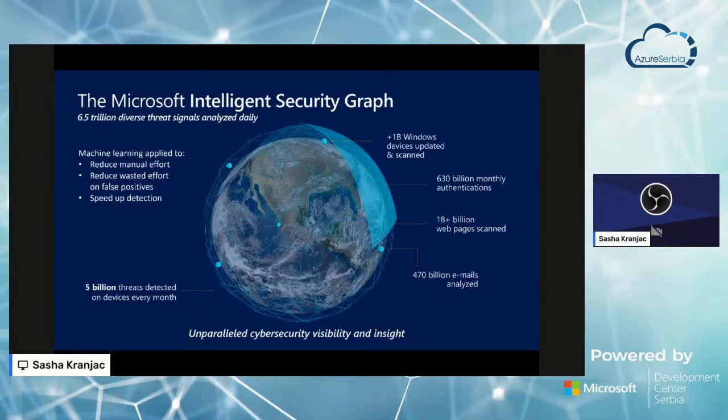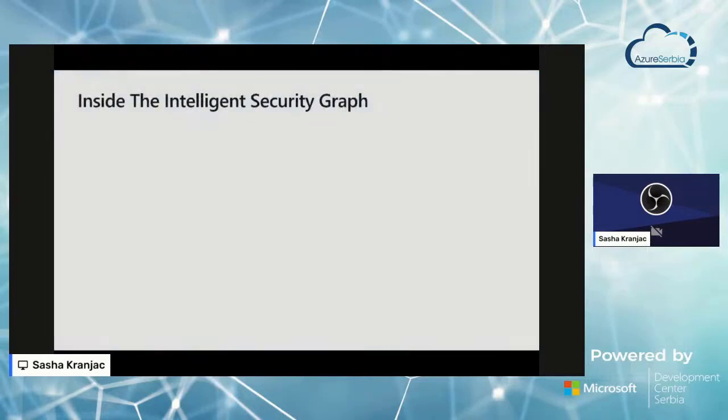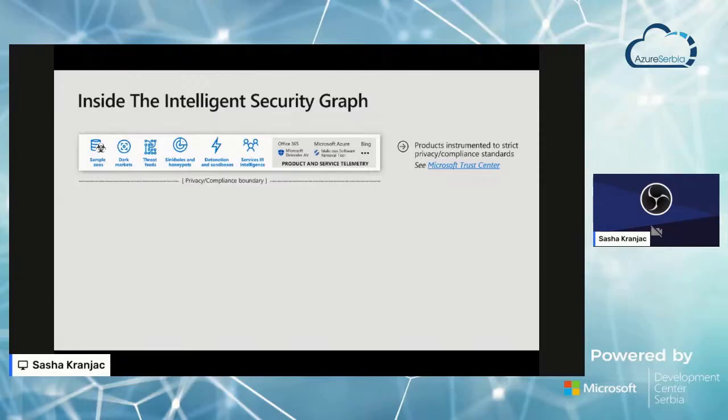So all this data can be detected in certain scenarios, and more than 5 billion threats are detected on devices every month. So this is huge, and more than 500 billion emails analyzed. That doesn't mean that Microsoft is reading and eavesdropping on your emails, but telemetry is included here. And on the web, there are trillions and trillions of URL scans across trillions of web pages a month. So that's the huge amount of data that is available for analysis.